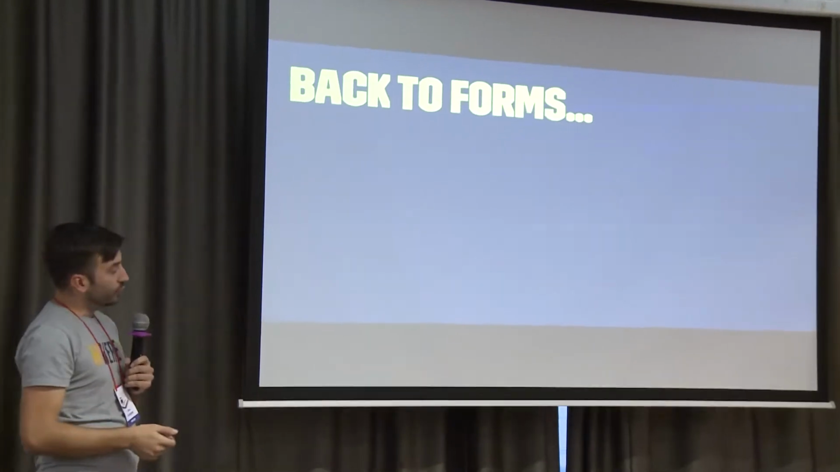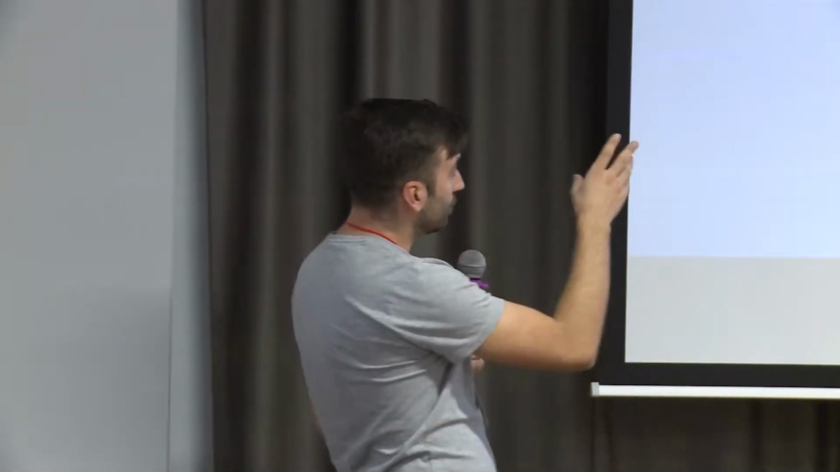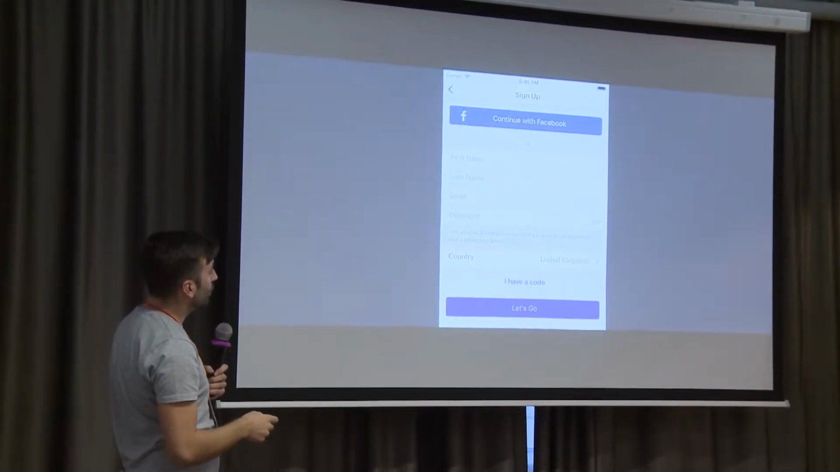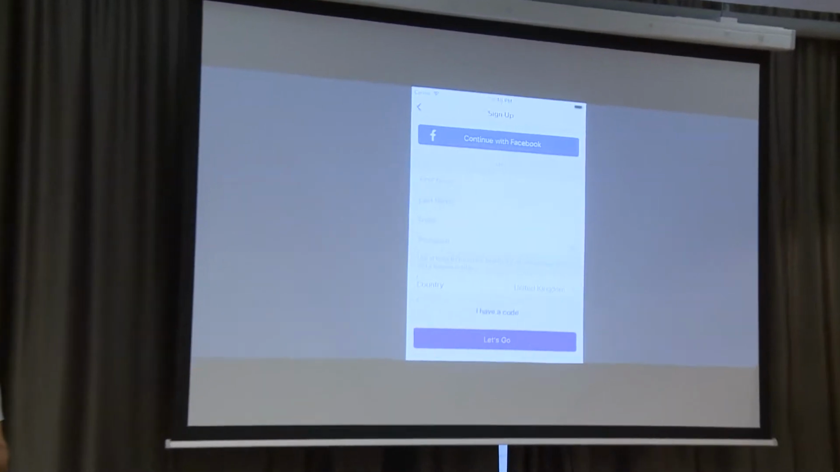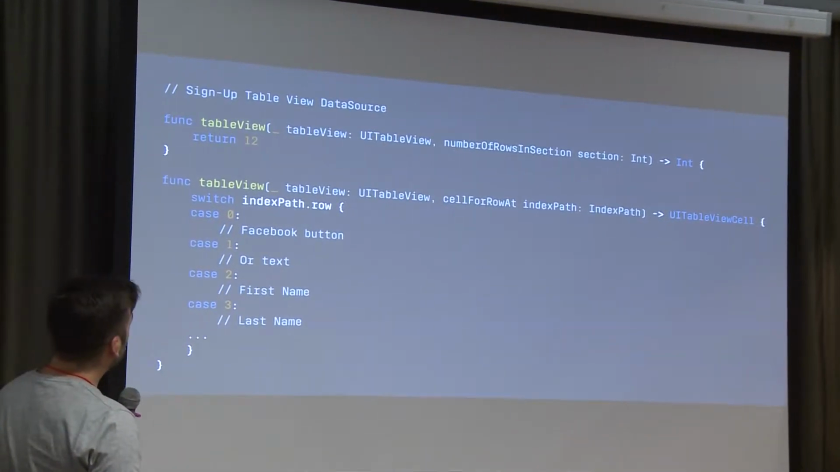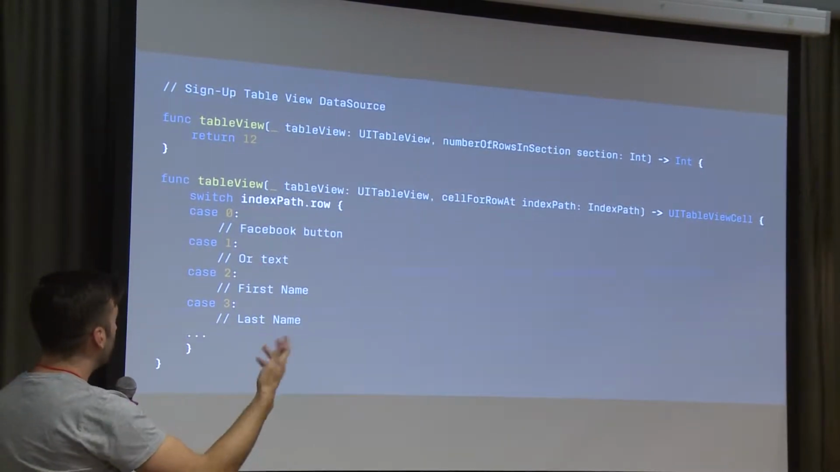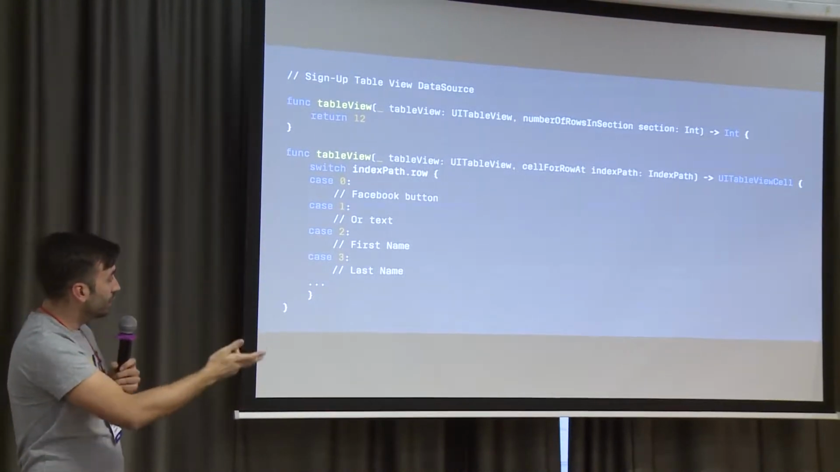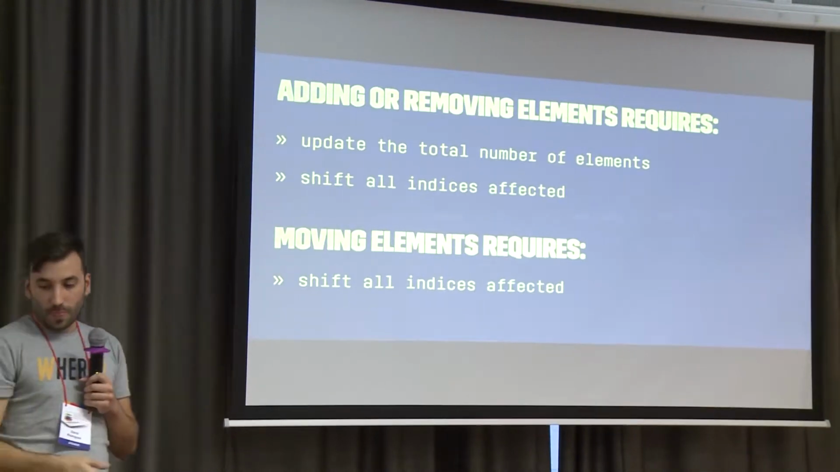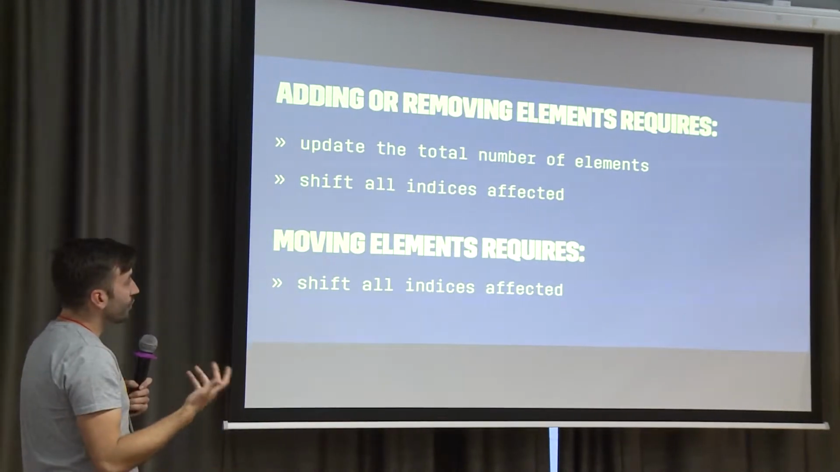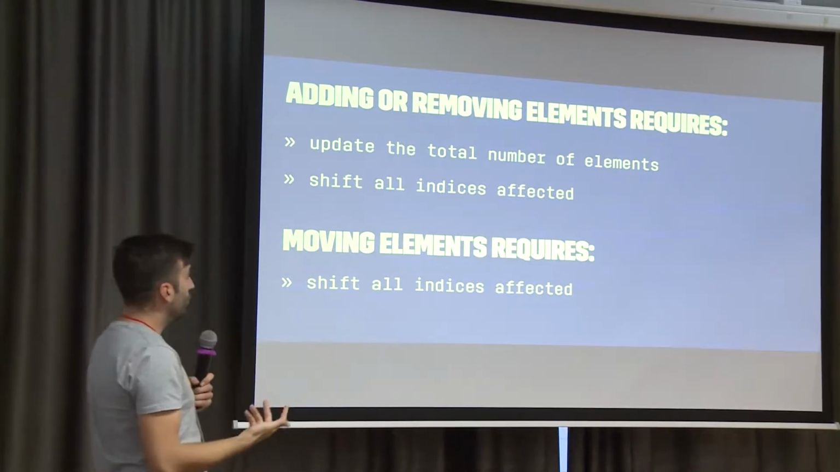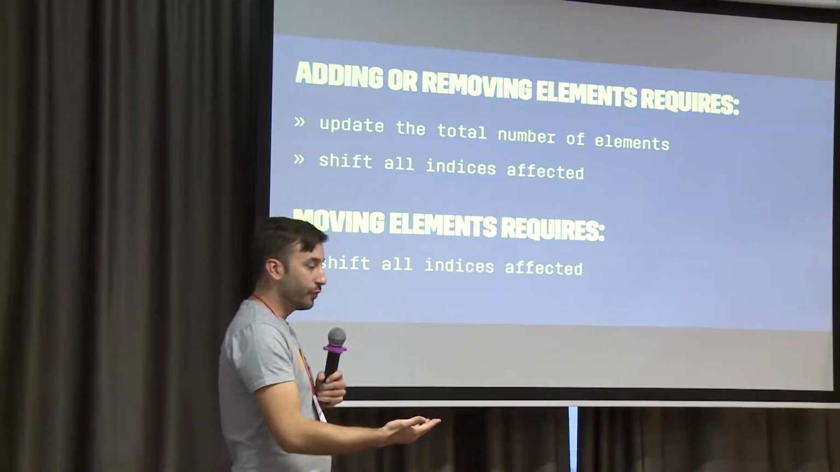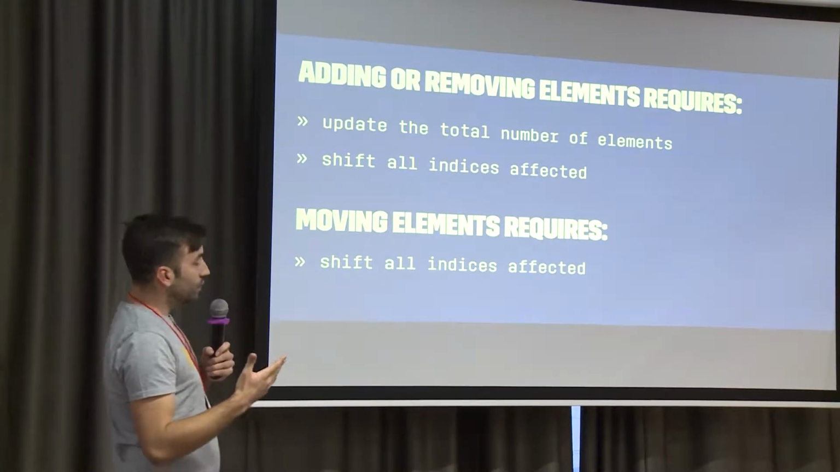So now we go back to forms, and let's go back to the sign-up screen. In the sign-up screen, we can see that we have multiple components here. To build something like this, we can probably create a data source and return the number of rows. For each row, we return the relevant component, like the Facebook button, or text, first name, last name, and so on. The thing about this is that adding or removing elements from our form requires two things. First, we need to update the total number of elements, because we need to provide exactly the number of elements of the form to the data source. And we also need to shift all the indices affected.